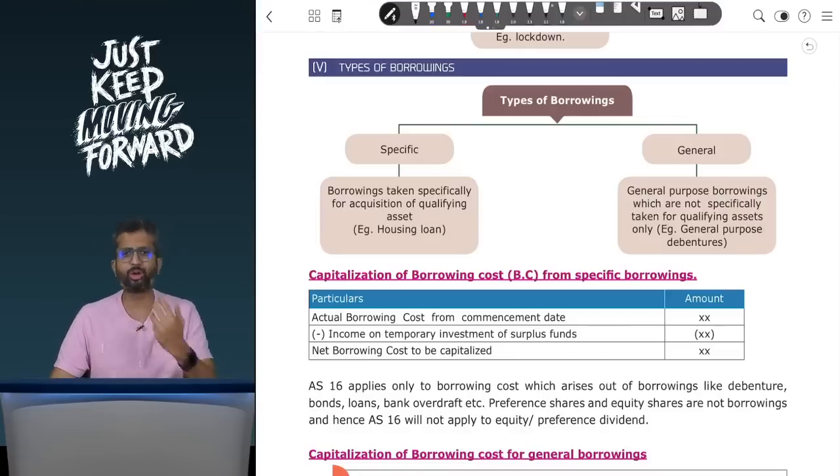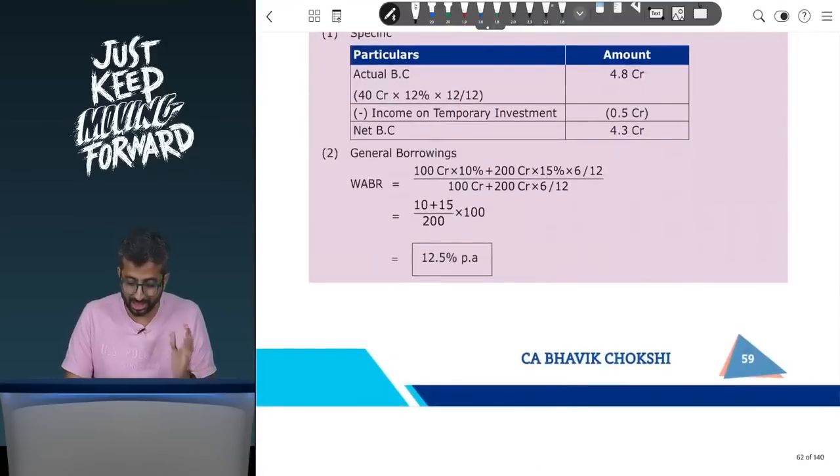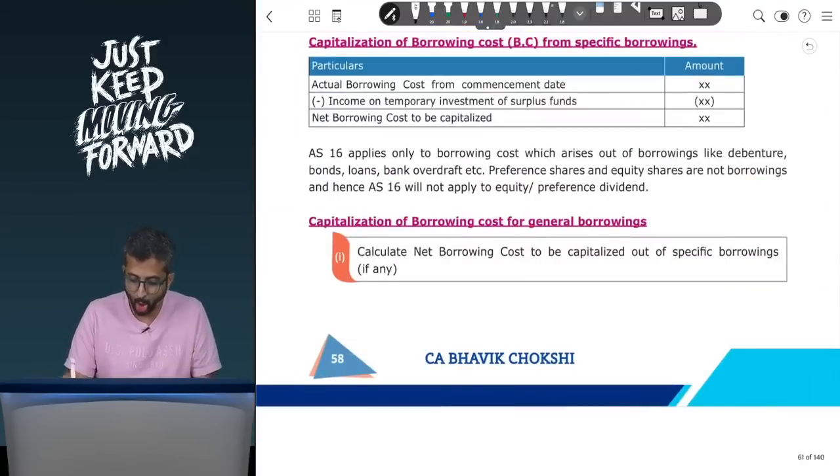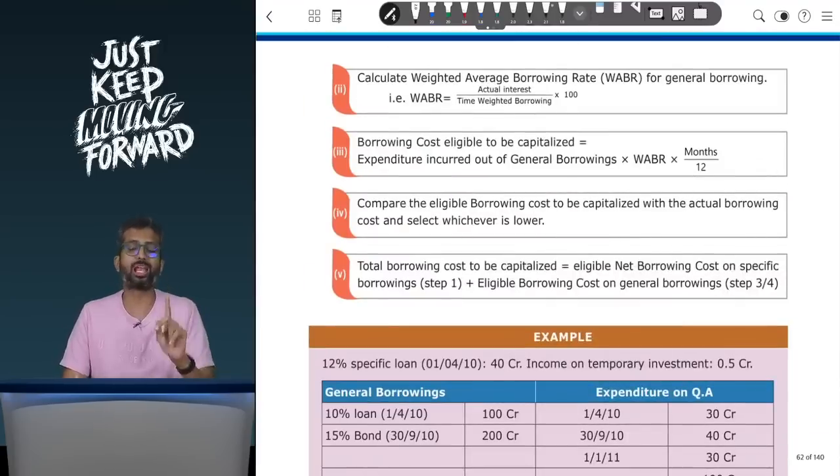General borrowings are not specifically taken for the purpose of the qualifying asset, and hence borrowing cost, if any, attributable to the general borrowings, you will capitalize using a specific step. First, you will see if there are any specific borrowings and utilize money out of that. Second, you will calculate something called the capitalization rate or weighted average borrowing rate, where in the numerator you will take actual interest on the general borrowings, and in the denominator, the weighted average borrowings. So that will give you the average cost of your borrowings.